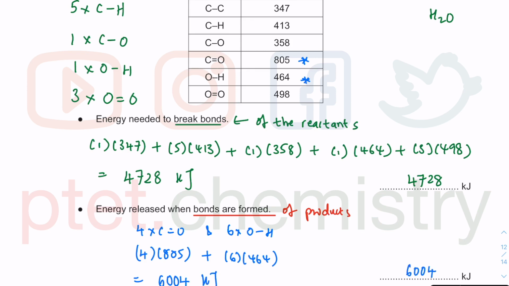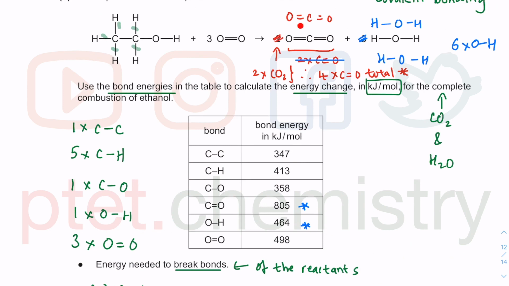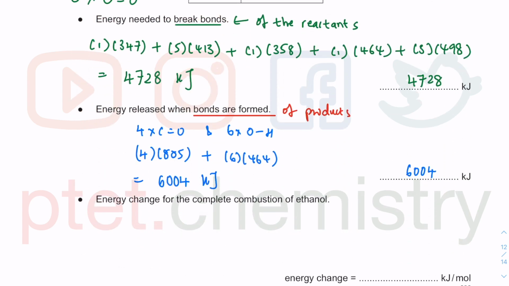But as with our calculation, let me just check again. I've got 4 of this C double bond O, so 805 times 4. And then I added with 3 of these H2O molecules, which give me 6 OH bonds, so 6 times 464, and I still get 6004 kilojoules there.